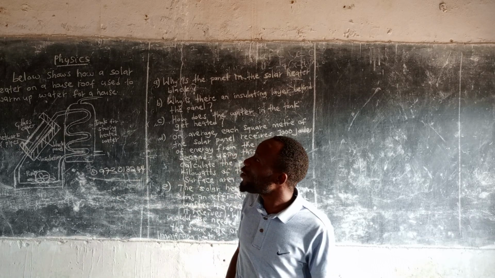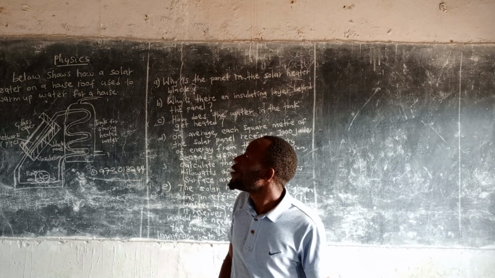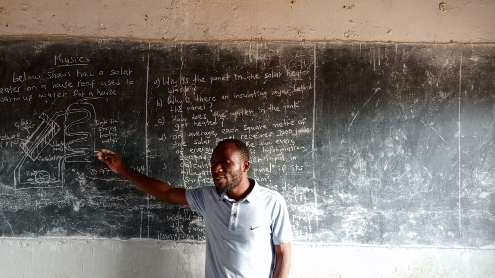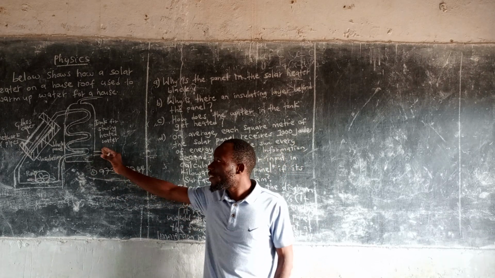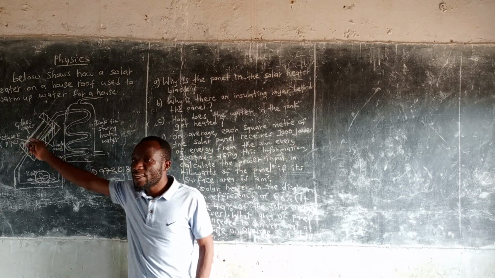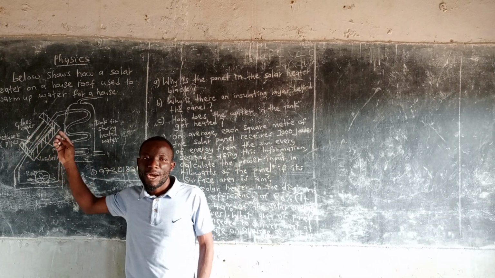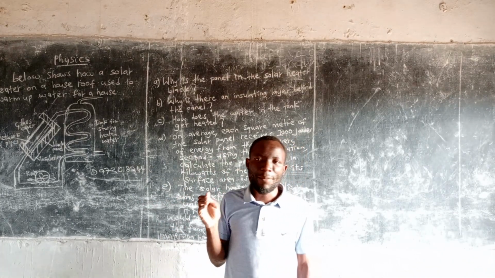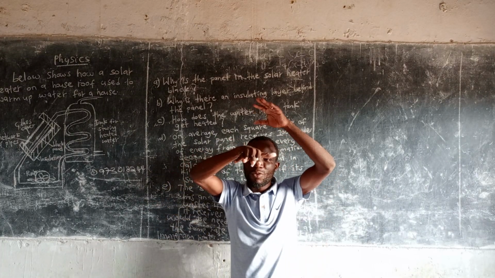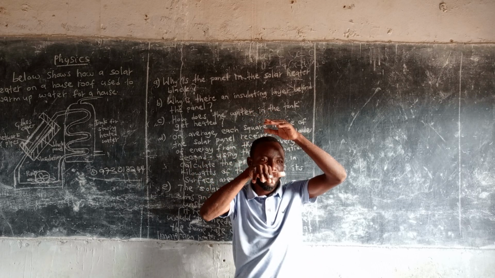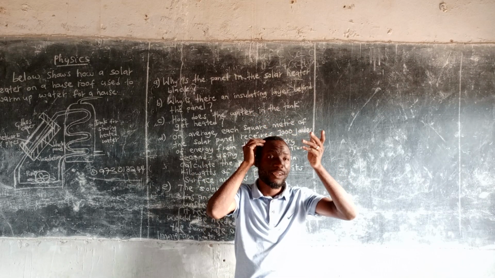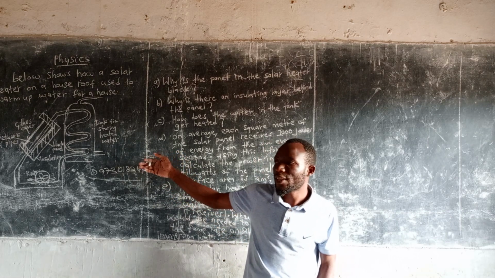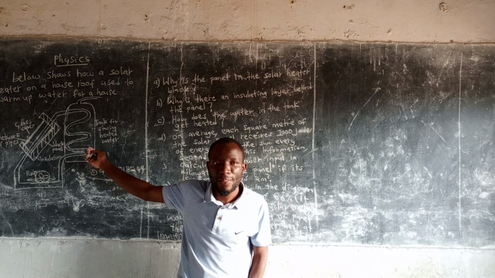Now, the diagram below shows how a solar heater on a house roof is used to warm up water for a house. So if you can see here, we have a setup. This that you see here is a solar panel. How many of you have seen a solar geyser before? You've never seen those? No? So at least it's the first time. Otherwise, you would take a lot of time.